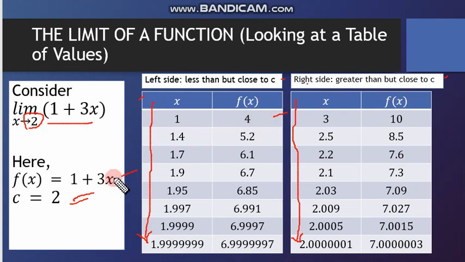So 1 plus 3 times 1, that's 4. 1 plus 3 times 1.4, that's 5.2, and so on until the last value. So 1 plus 3 times 1.9999999 is equal to 6.9999997. So this is the equivalent f of x.